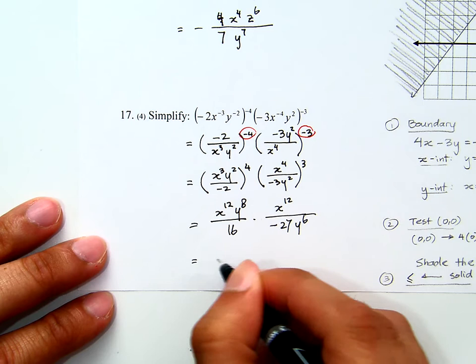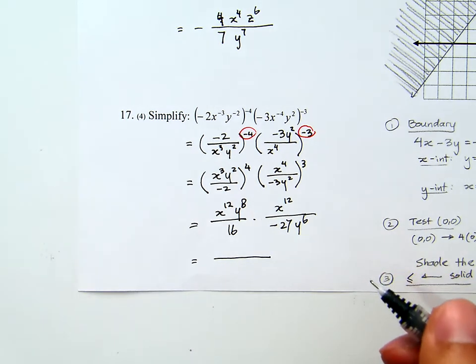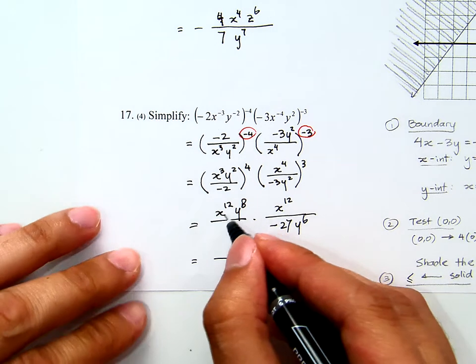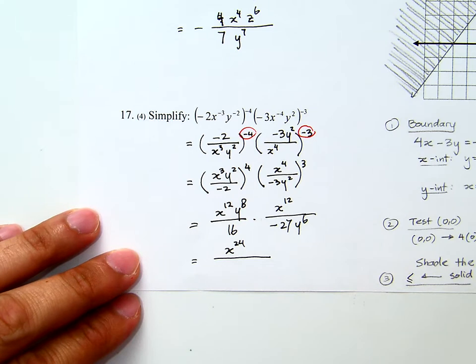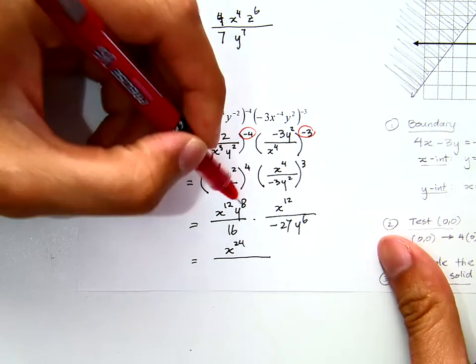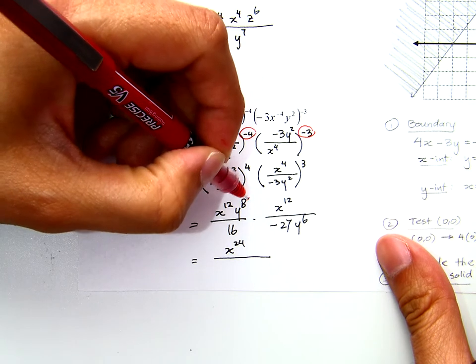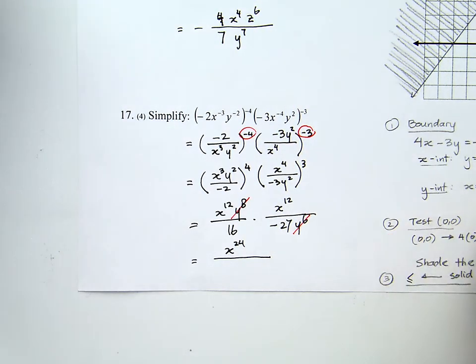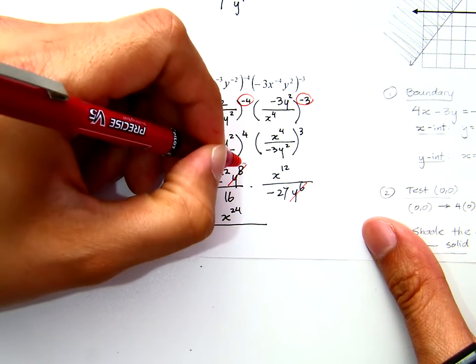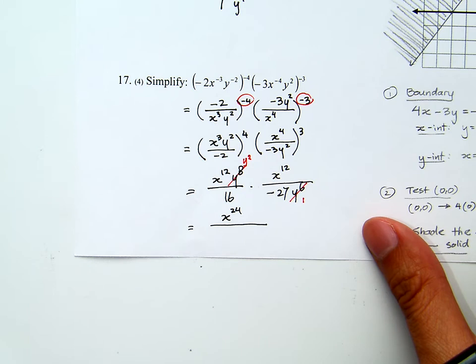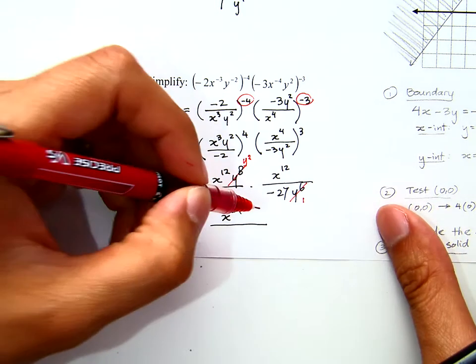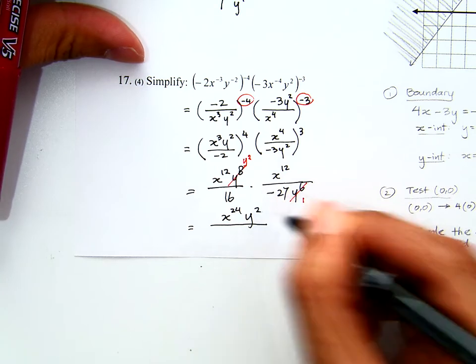Okay, now from here, I deal with the x, I deal with the y's. The x, x to the 12th times x to the 12th, that's x to the 24th. Now y to the 8th and y to the 6th are on the numerator and denominator, so I can do cross cancelling. I have y squared here, and this becomes 1, because y to the 6th cancelled from both of them. So I have y squared here on the top, right?